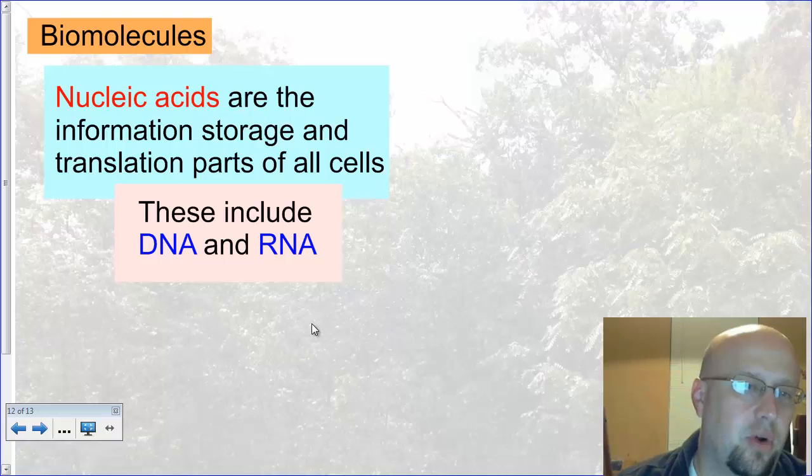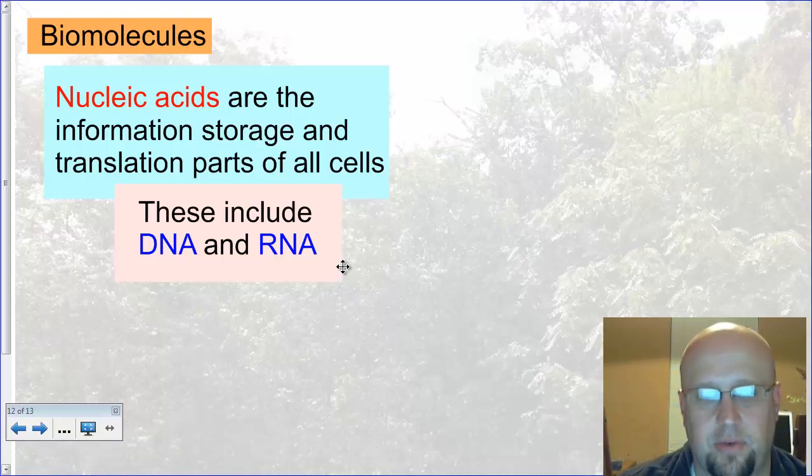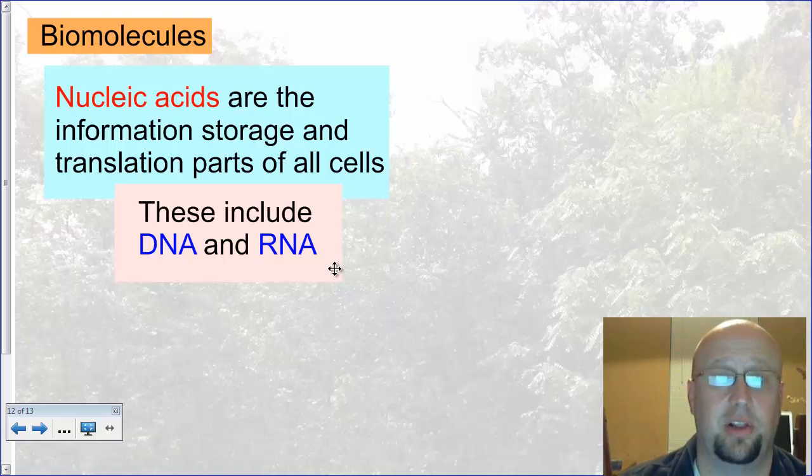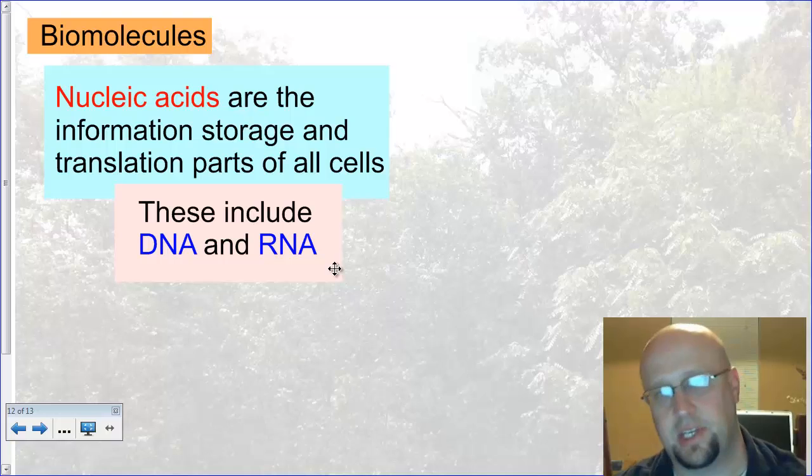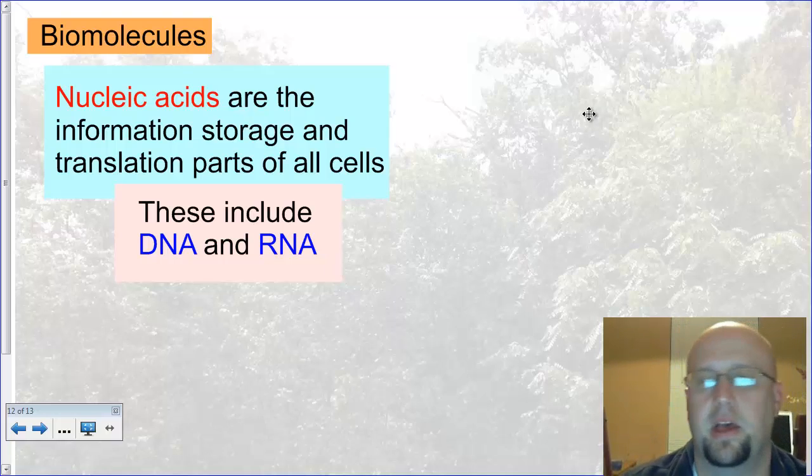The third category of biomolecules are nucleic acids, and of course that's DNA and RNA, deoxyribonucleic acid and ribonucleic acid. Obviously, they're the information storage, and particularly what's important for plants and animals is that this is where their genetics get stored so that they can pass down those genes to their offspring. So those are nucleic acids.